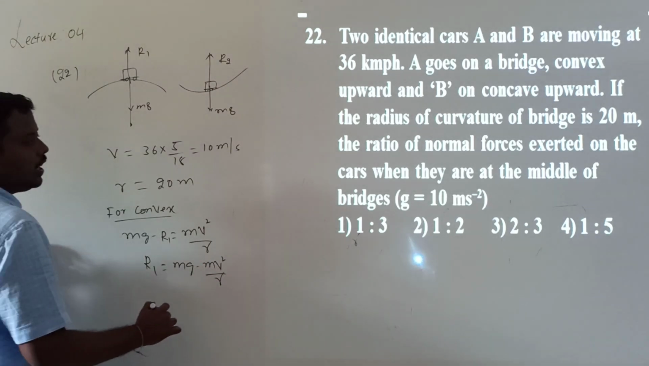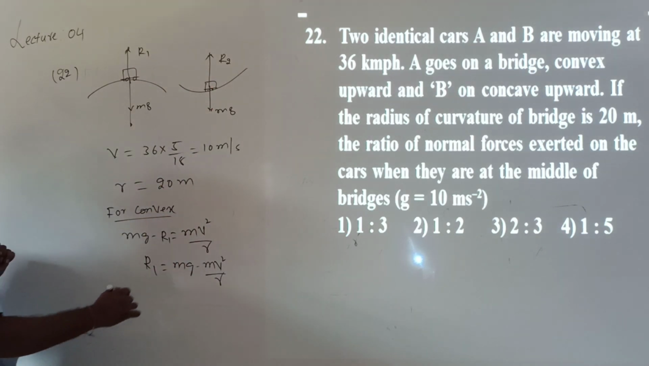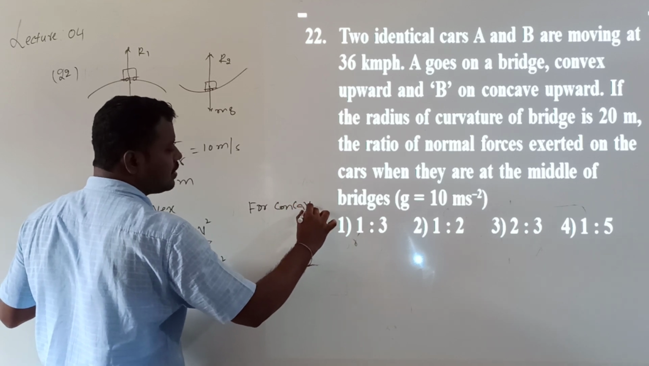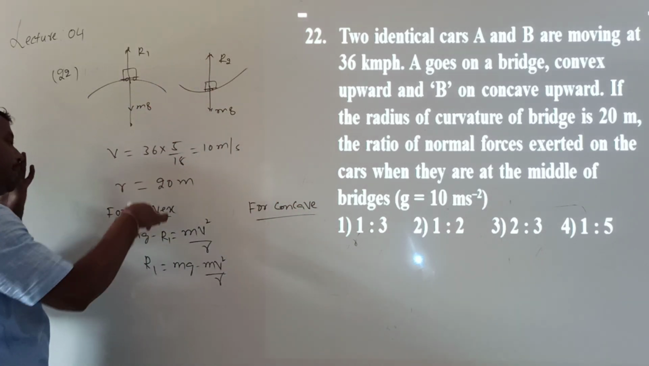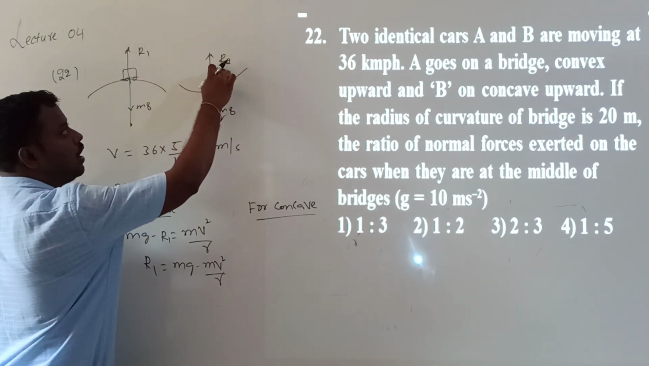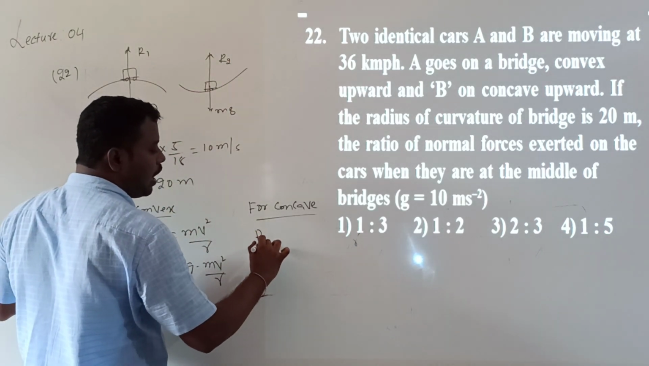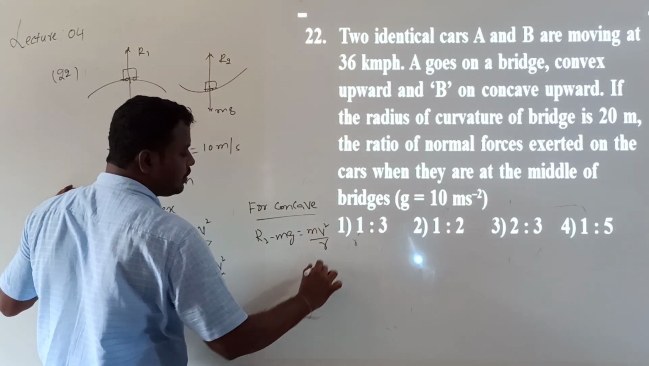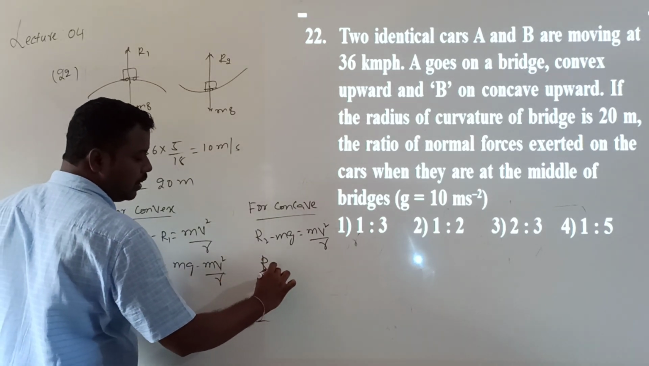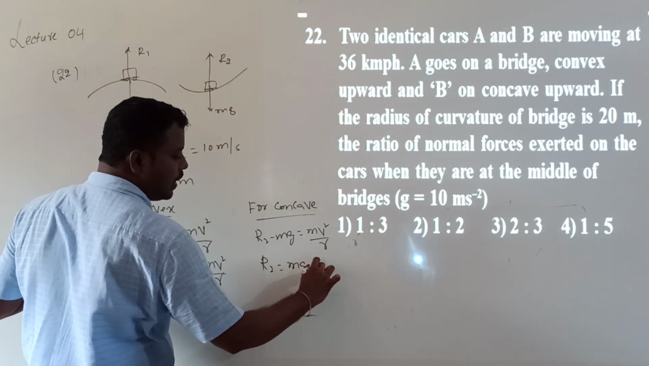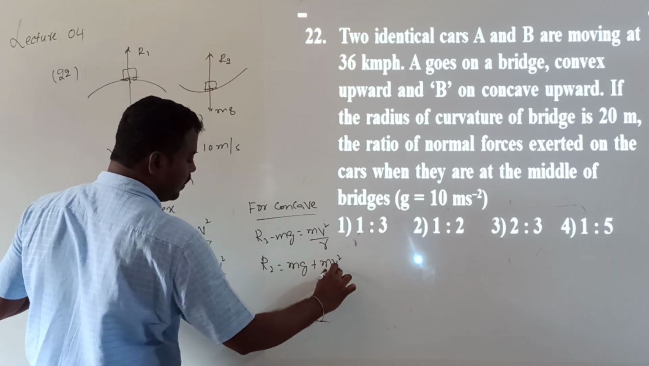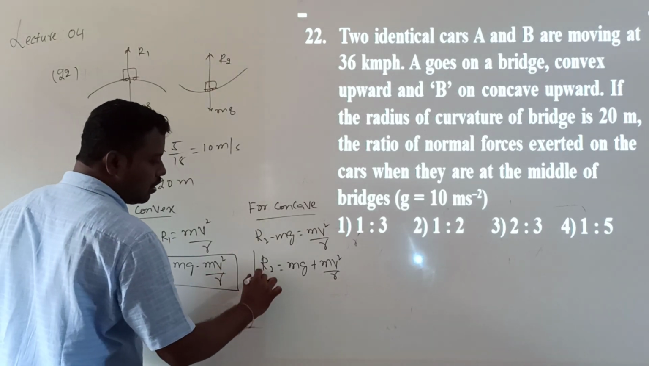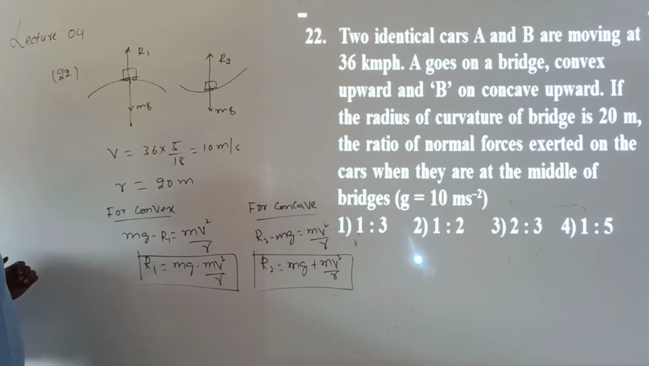Okay. Similarly, for this R2, for which one? For concave. Even this concept we discussed. Concave means the centripetal force is towards R2. So then what do I get? R2 minus mg is equal to m into V square by R. From this, the R2 value is equal to mg plus m into V square by R. Therefore, now we have the R1 value and R2 value. When you know the concept, you can directly get R1 and R2.